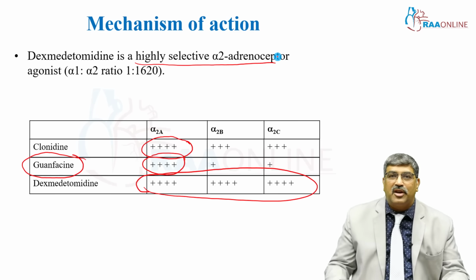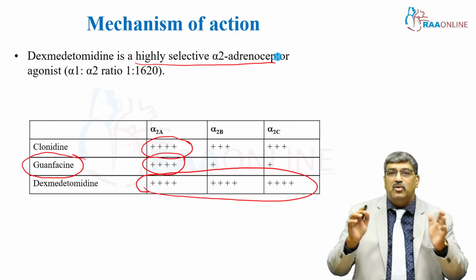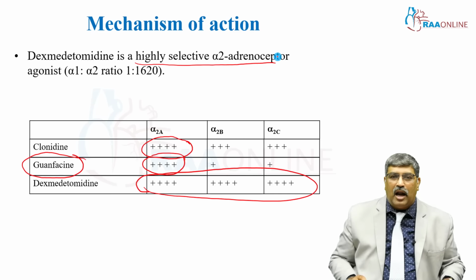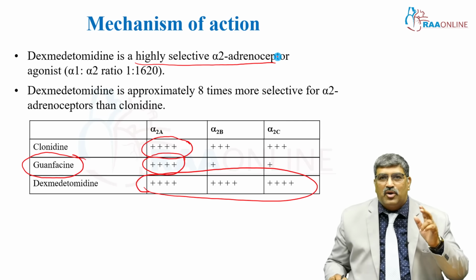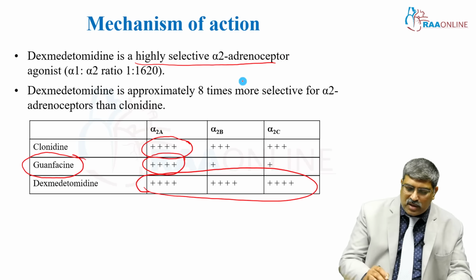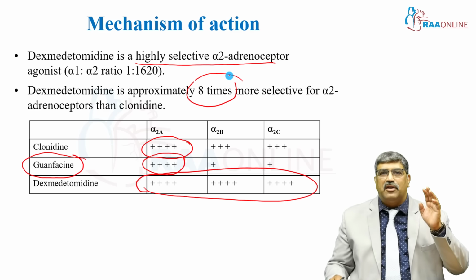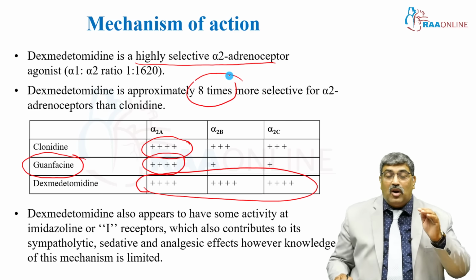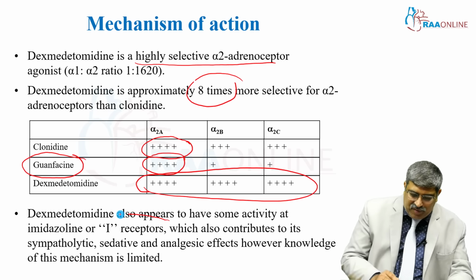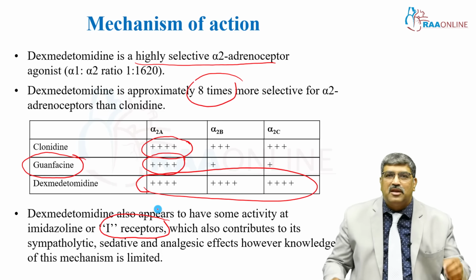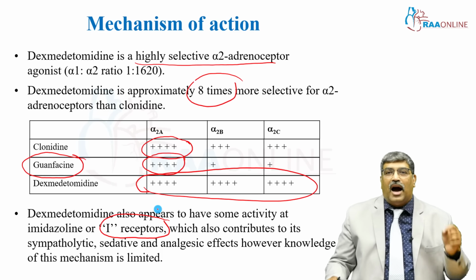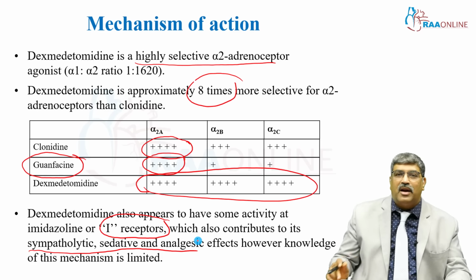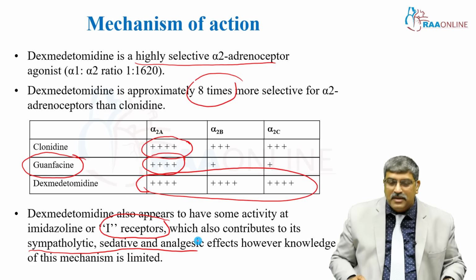selective for alpha-2, with a ratio of 1:1620 when compared between alpha-1 and alpha-2. With regard to clonidine, dexmedetomidine is approximately 8 times more selective for the alpha-2 receptor than clonidine. Dexmedetomidine also has some affinity for the I receptor, which is the imidazoline receptor, and whether this contributes to the sympatholytic, sedative and analgesic effect is yet to be seen.